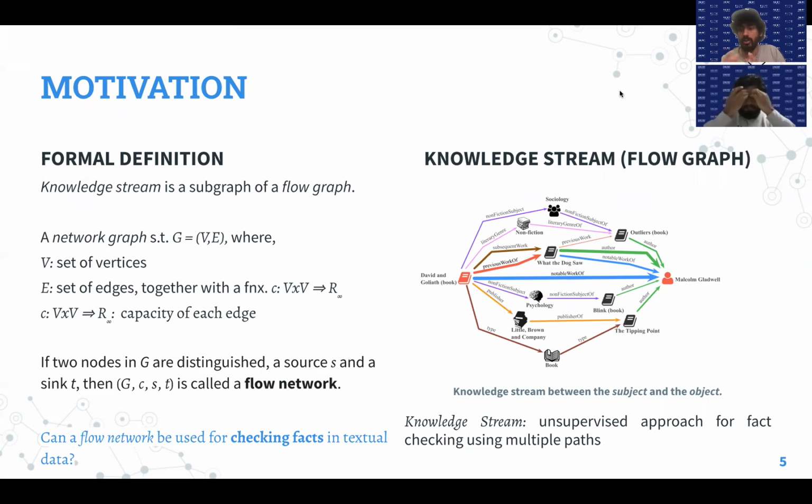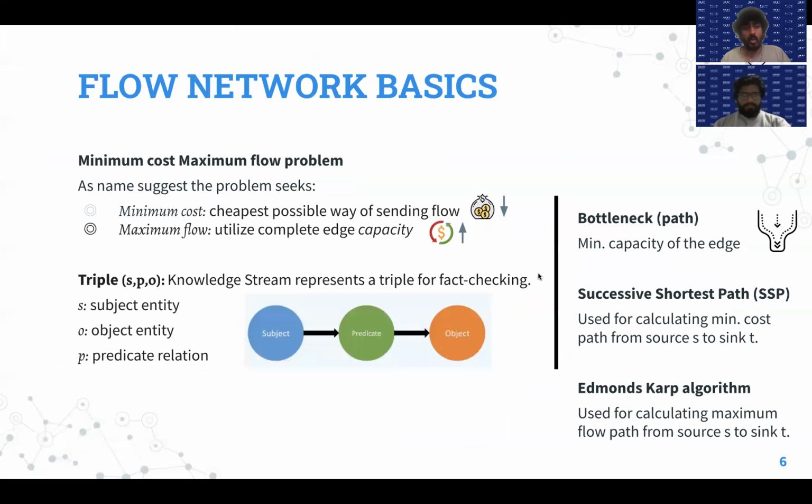So a knowledge stream in a flow graph is represented using the figure that we are able to see on the right, which basically shows how knowledge is flowing from the source to the sink node. Before moving on, let's discuss some basics of what flow graphs are.